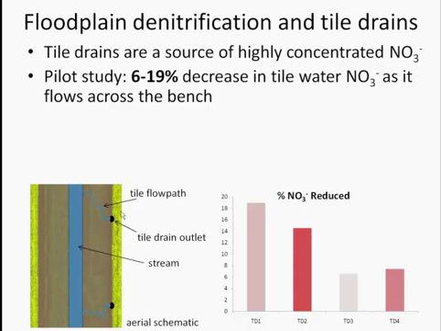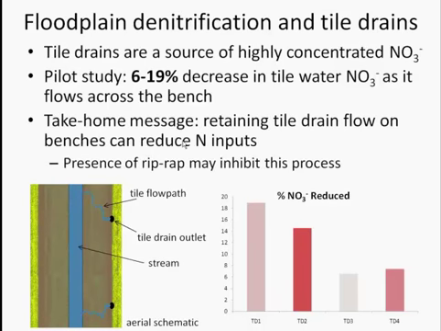Now, the concentration right at the outlets, I think, ranged from 4 to 18 milligrams per liter nitrate. So that's a lot of nitrate coming out of those tile drains. And a 6 to 19% decrease is fairly substantial when you're talking about that much nitrate. So this summer, Rob, the other co-author on this talk, has done some more measurements of this at other sites to see if this pattern sort of holds up across sites. But it looks like so far that if we can retain tile drain flow on those benches, we can reduce end inputs to the ditch.